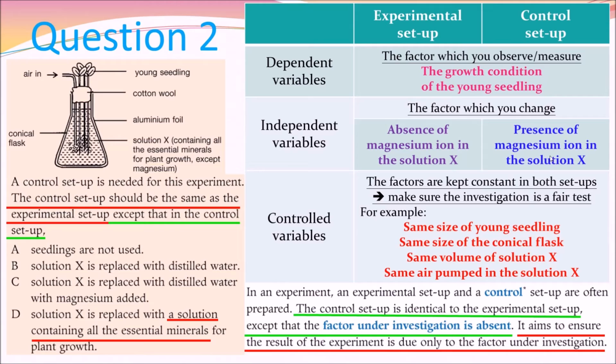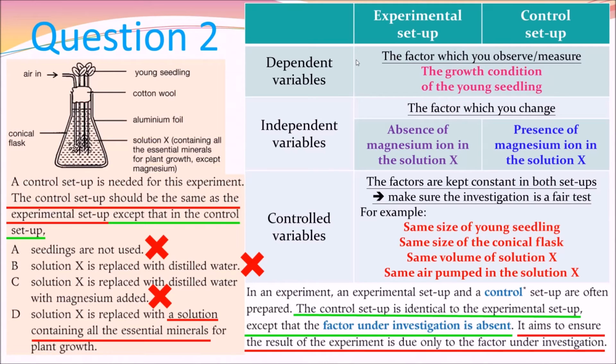So we go through A, B, C first. Why are they wrong? For the first part, seedlings are not used. So that means you cannot even measure the DV, right? There is no young seedling, so what for? What do I need to measure? How can I measure the number of leaves? How can I measure the size of leaves? Nothing I can measure. So A is wrong.